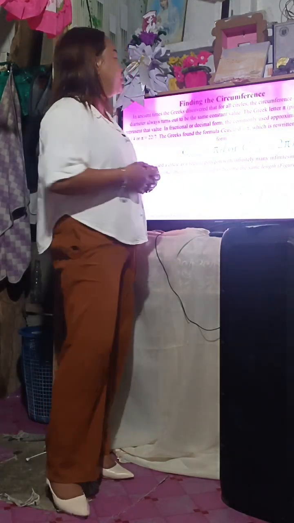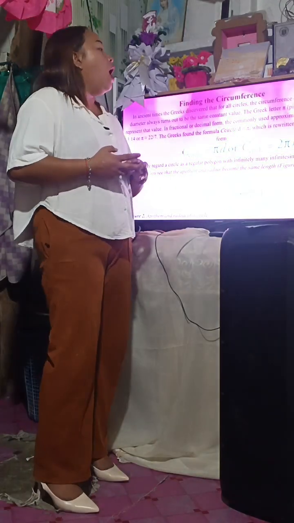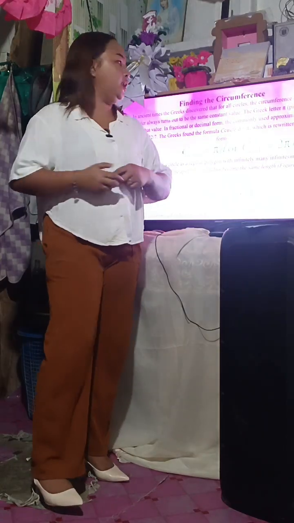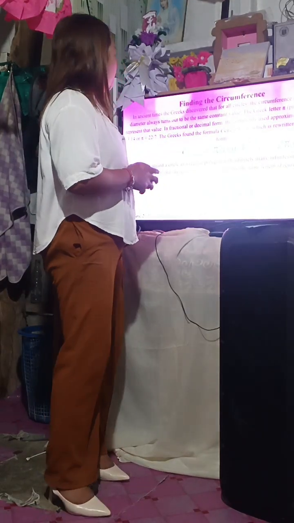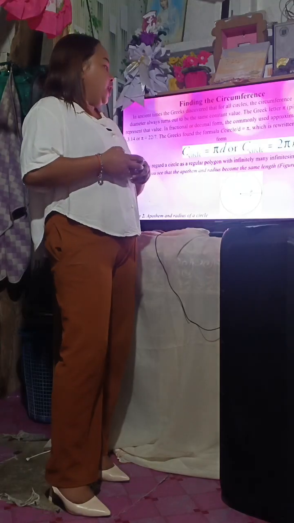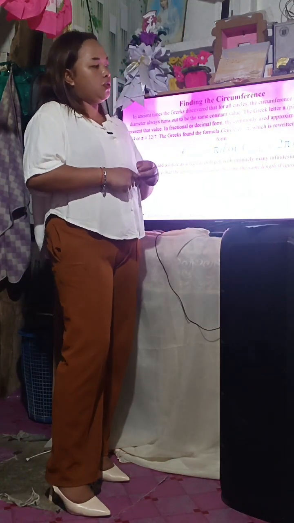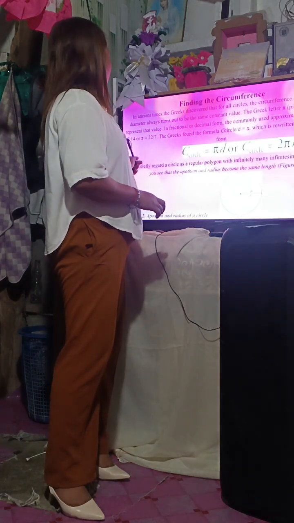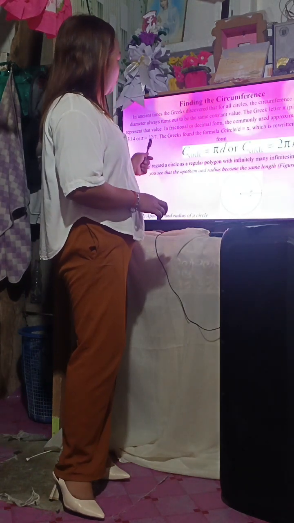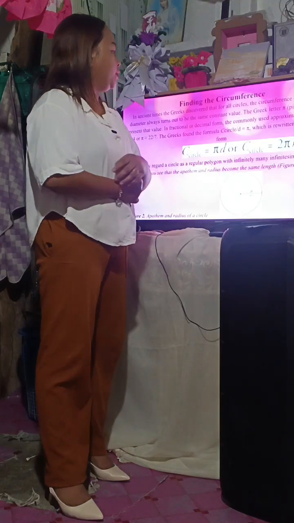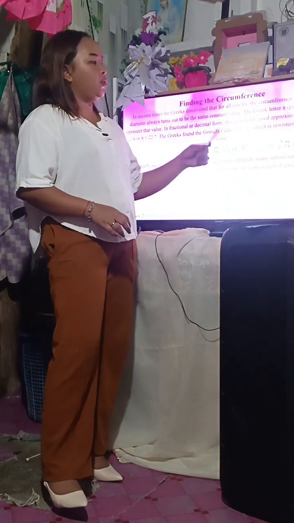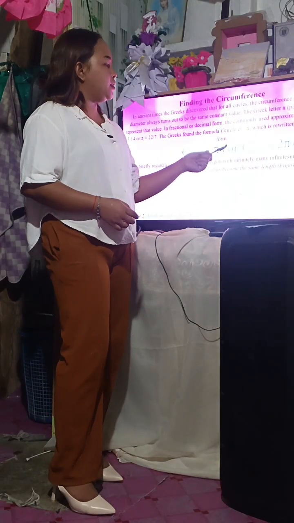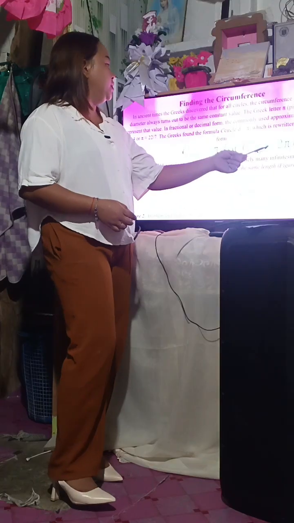In finding the circumference of a circle, in ancient times, the Greeks discovered that for all circles, the circumference divided by the diameter always turns out to be the same constant value. The Greek letter pi is now used to represent the value. In fractional or decimal form, the commonly used approximations of pi are 3.14 or 22 over 7. The circumference of a circle is equal to pi times diameter, or circumference of a circle is equal to 2 pi r.